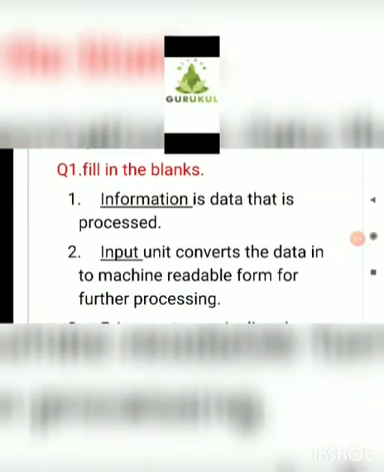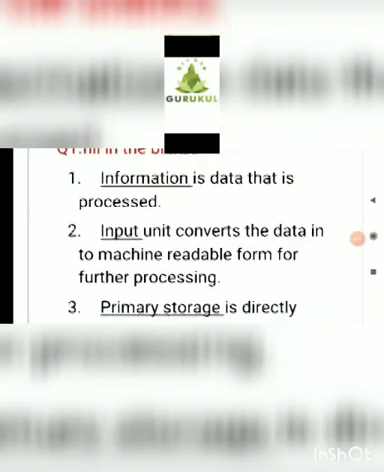Next one is: dash unit converts the data into machine readable form for further processing. Answer will be input. How? I have already said, whatever we are giving to the computer system is in human readable form. The computer machine doesn't understand whatever we are giving to it. So the input unit needs to convert the human language into machine readable form.